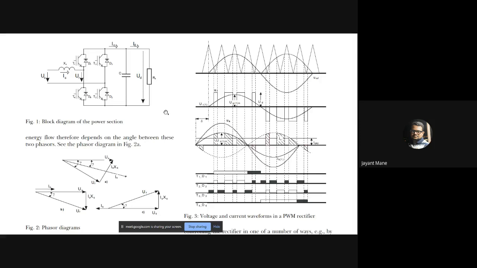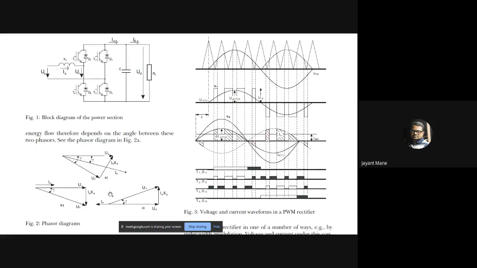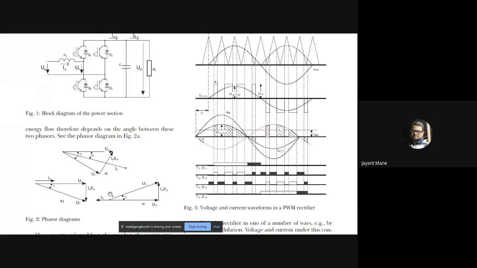Now we can see the phasor diagrams here. The phasor diagrams are shown for AC side voltages and currents. So on the AC side, there is current IS flowing. Then there is VS or US and VR or UR here.